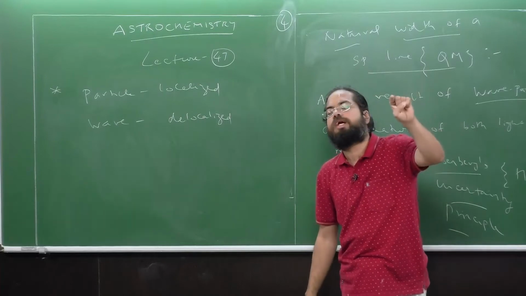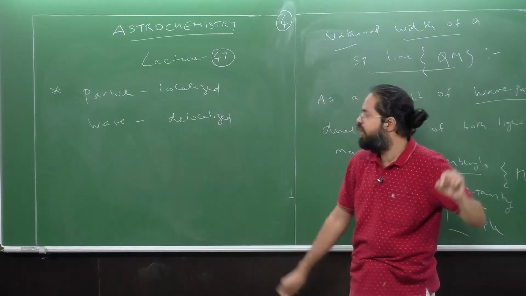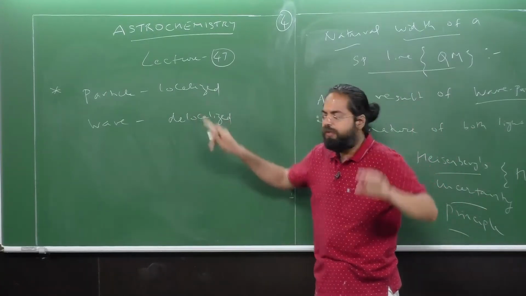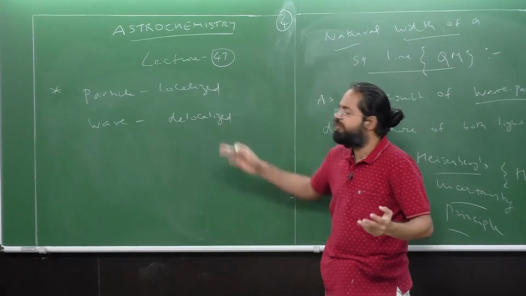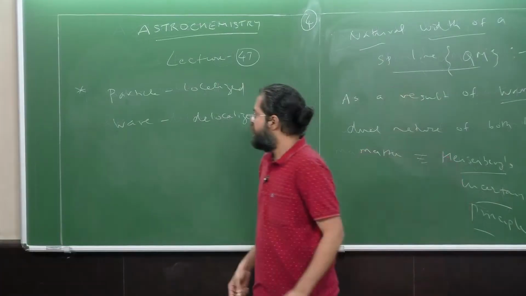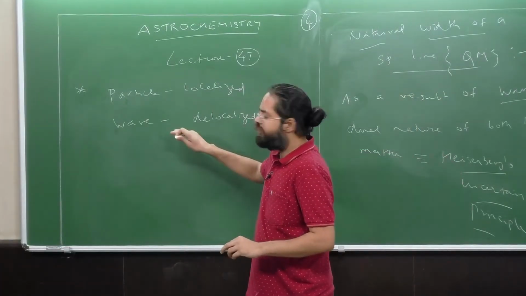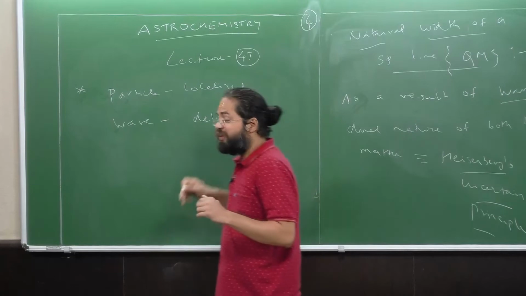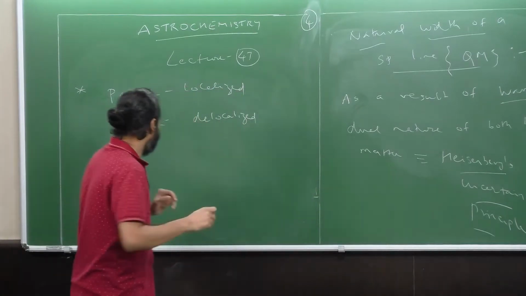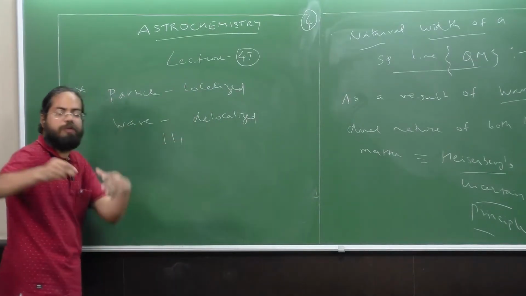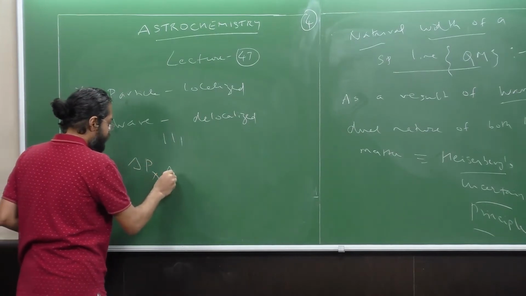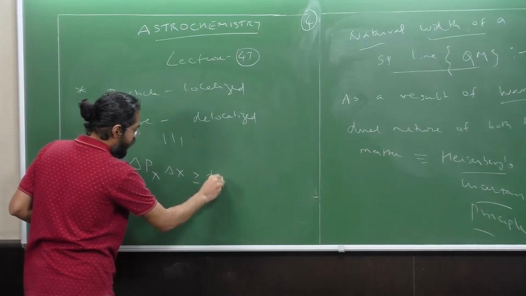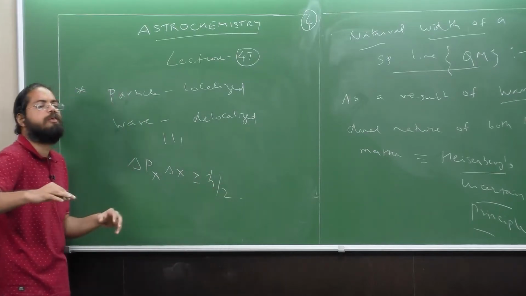I can pinpoint and tell where the particle is at any given instant. Whereas a wave, because it's a wave, moves very fast. So a wave is delocalized. Now, as a consequence of this wave-particle duality, which is a paradoxical situation, we get this expression, which you must be familiar with from high school: delta px times delta x is greater than or equal to h bar by 2. This is the Heisenberg uncertainty principle.